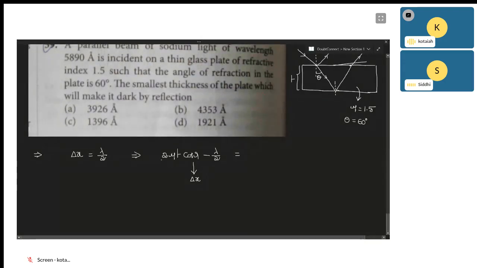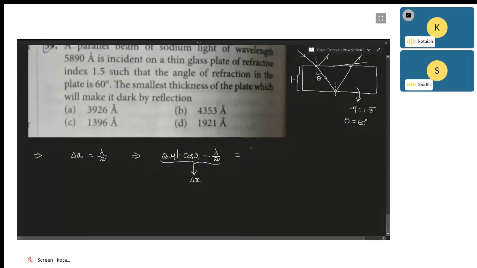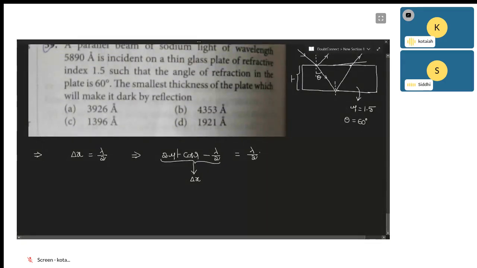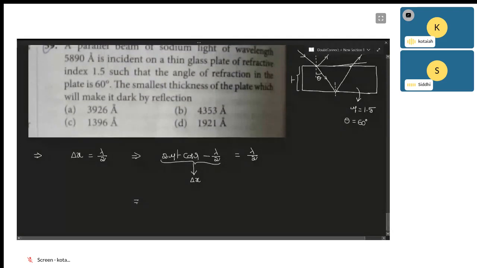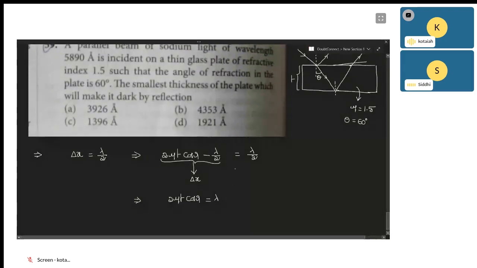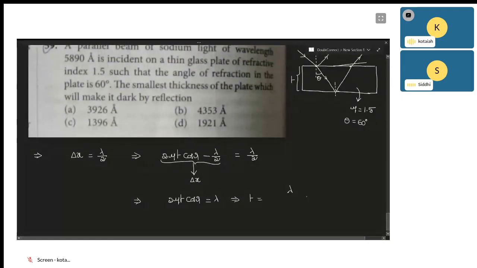This is equal to, it should be lambda by 2, right? When the path difference is lambda by 2, then only destructive interference, and destructive interference means dark. Here mu means the refractive index of the glass slab, t means its thickness, r means the refracting angle. So from this, can I write 2 into mu into t cos r is equal to lambda by 2? If lambda by 2 goes that side, it will become lambda, right? So that implies t is equal to lambda by 2 into mu into cos r.